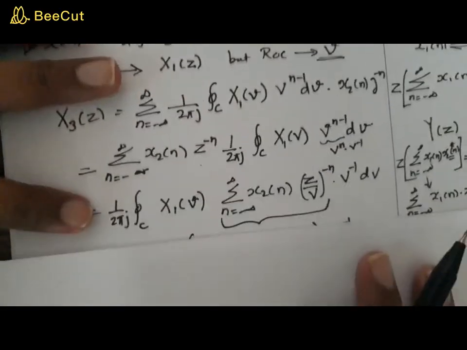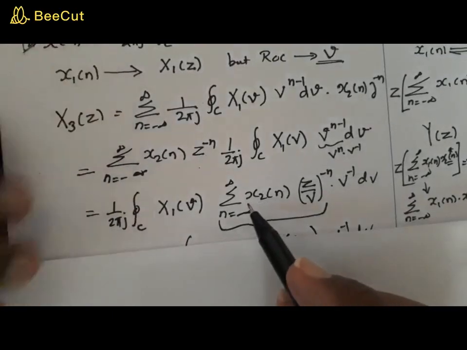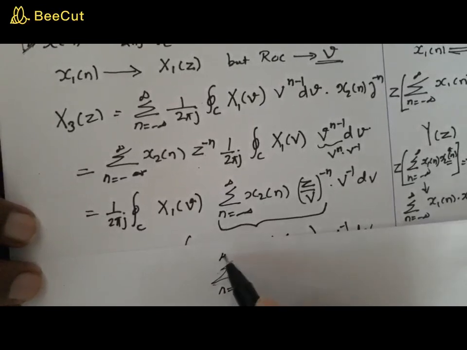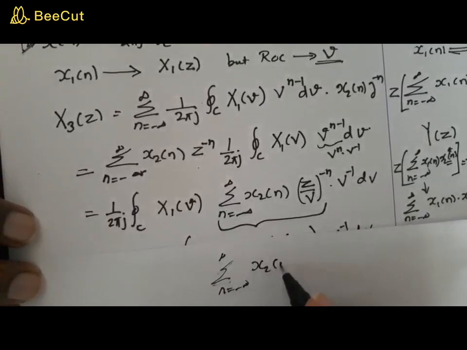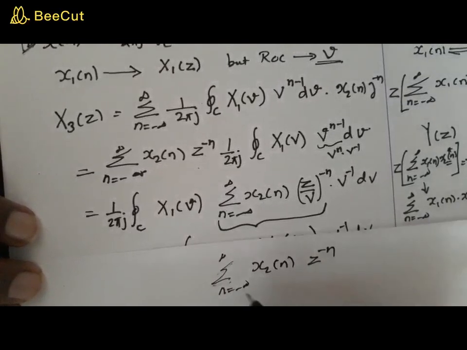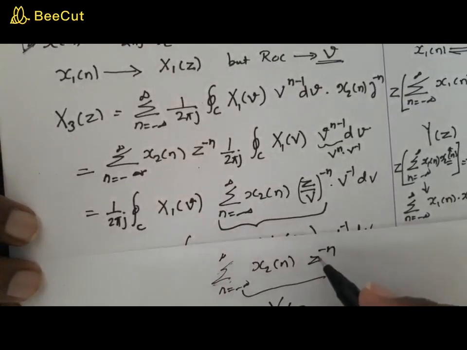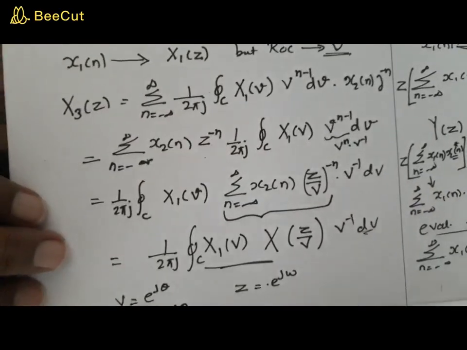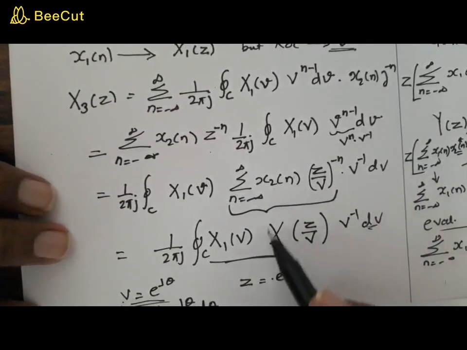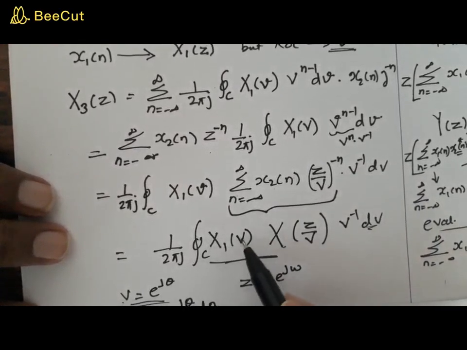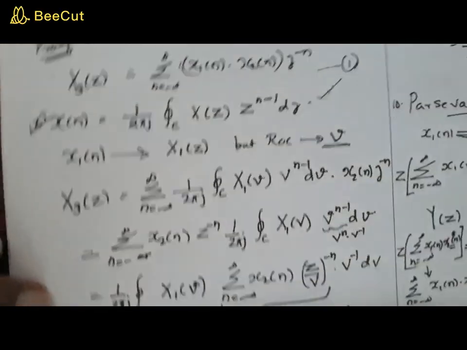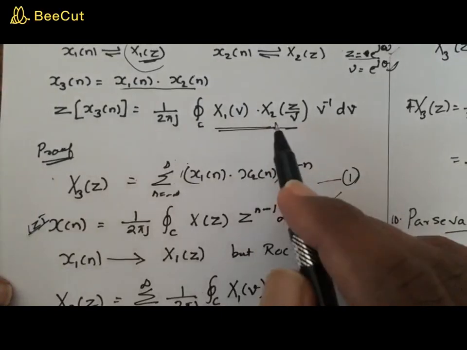Now what is basically this? We have seen that sigma n, we will call this sigma n equal to minus infinity to plus infinity x2 of n into z raised to minus n. We will be calling this X of z. So instead of z you have z by v, so it will be z by v. So this can be represented as capital X2 of z by v. This is x1 of v, closed integral 1 by 2 pi j v inverse dv. Now this is your expression. We have proved the z transform of this.